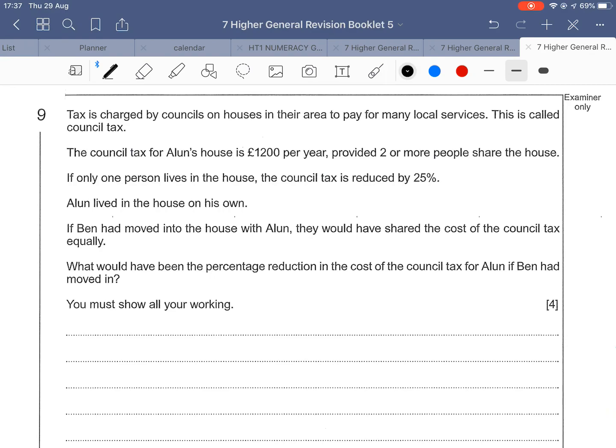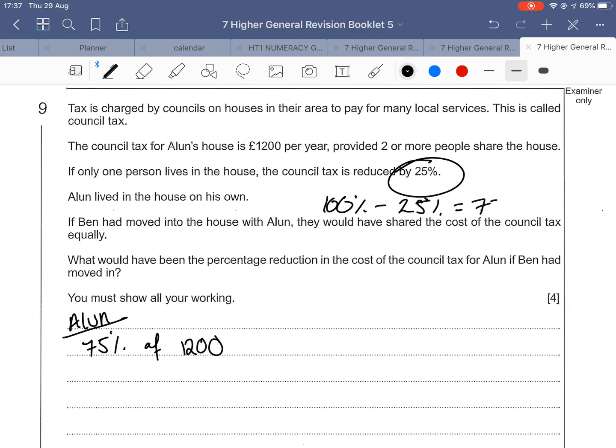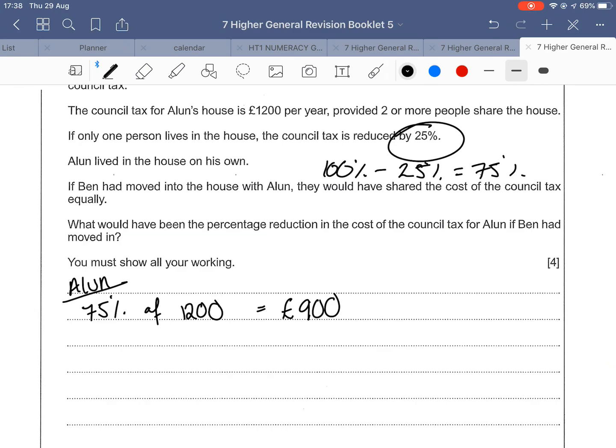If Ben had moved into the house with Alan, they would have shared the cost of the council tax equally. What would have been the percentage reduction in the cost of the council tax for Alan if Ben had moved in? So if it was just Alan, 75% of 1,200. I'm doing 75% because it's been reduced by 25%. So had 100%, take off 25%, leaves me with 75. So you can find 25% of 1,200 and then take it away. I'm just doing a shortcut. So 75% of 1,200, that's just 3/4, which is 900. So divided by 4 times by 3.